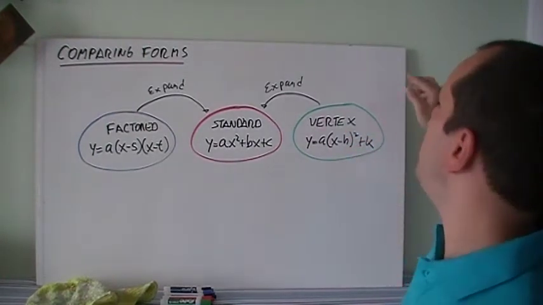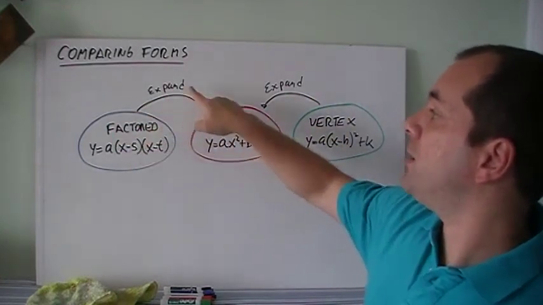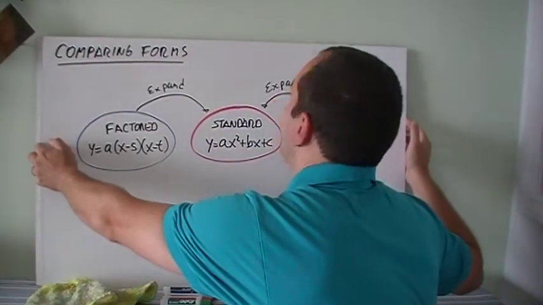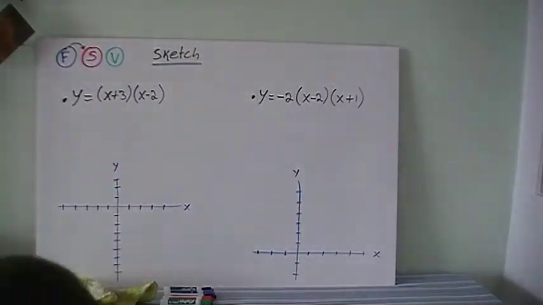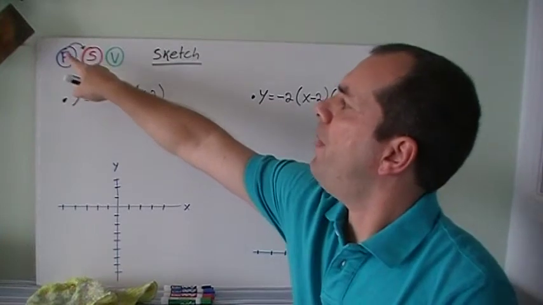So how do we use this expanding from vertex to standard and expanding from factored to standard to get some information? So we're going to use it by sketching some functions. So let's give this a shot. Now we're going to try to go from factored to standard.